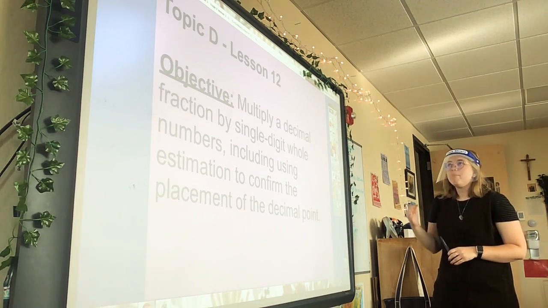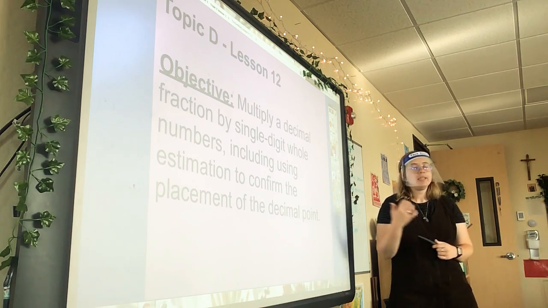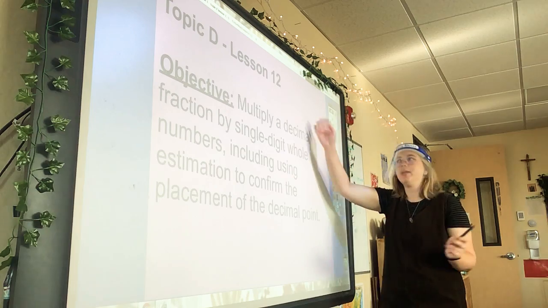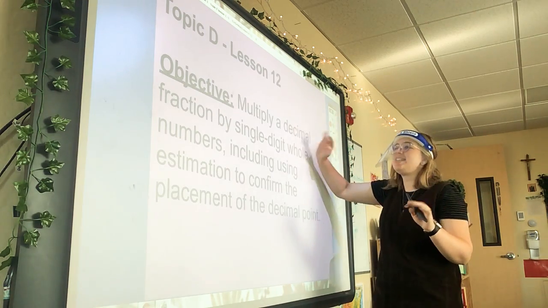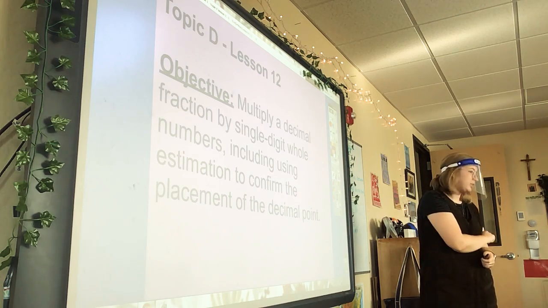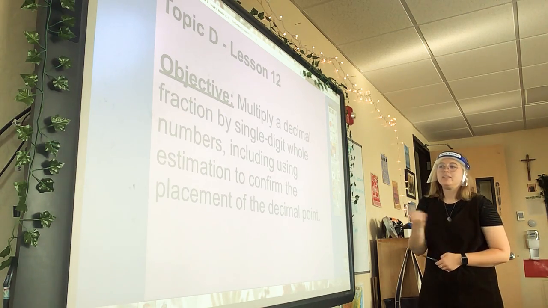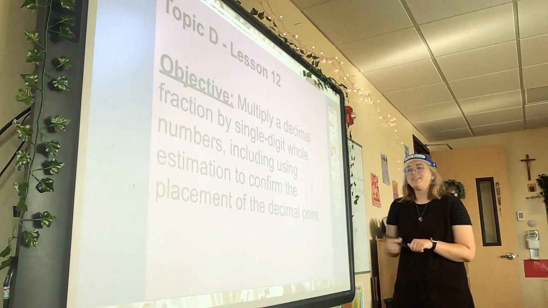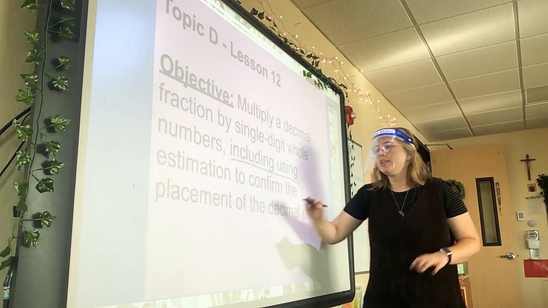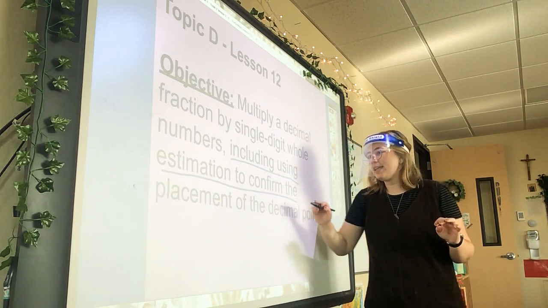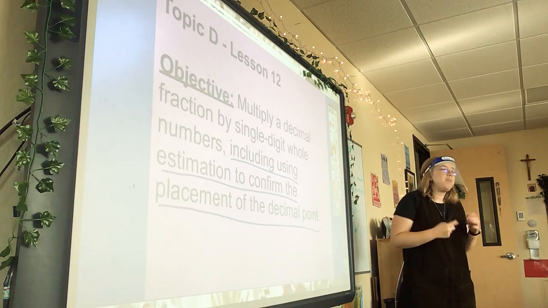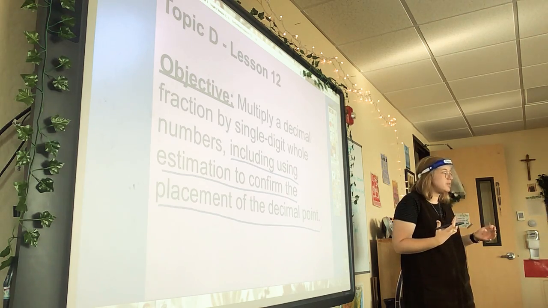So this is lesson 12, okay? We're going to multiply a decimal by a fraction. Sorry, no, we're not doing that. Multiply a decimal fraction by single-digit whole numbers, which is exactly what we did the day before, including using estimation to confirm the placement of the decimal point. So that's the new addition today. So we're going to kind of take a break from typical multiplication of decimals, okay?